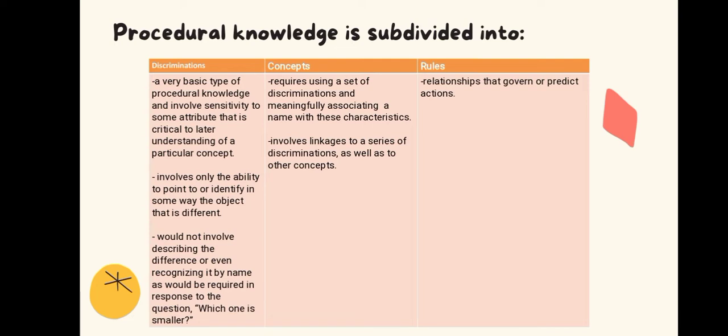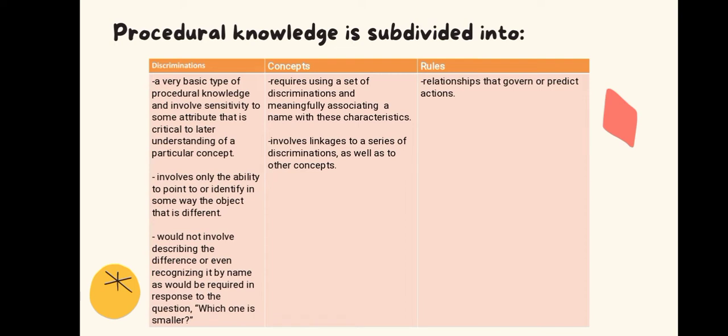So take for example, the concept of small involves sensitivity to differences in size, just from the word itself. However, discrimination involves only the ability to point to or identify in some way the object that is different, and would not involve describing the difference or even recognizing it by name, as would be required in response to the question, which one is smaller.